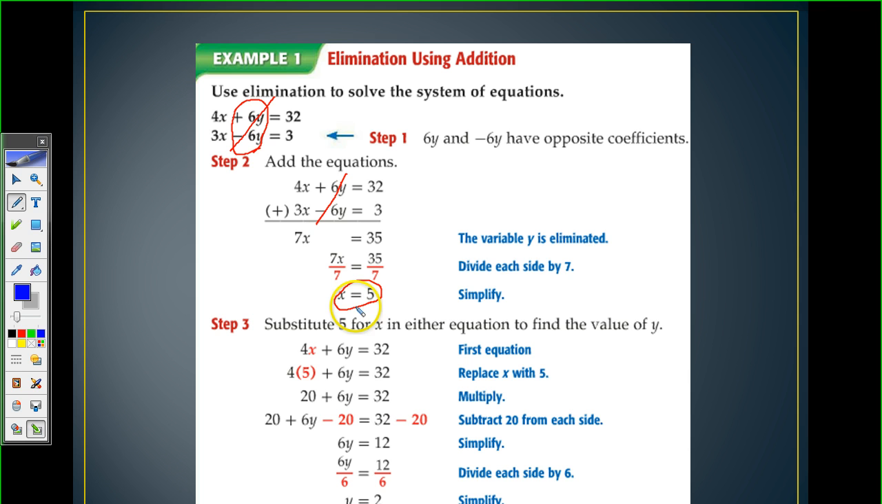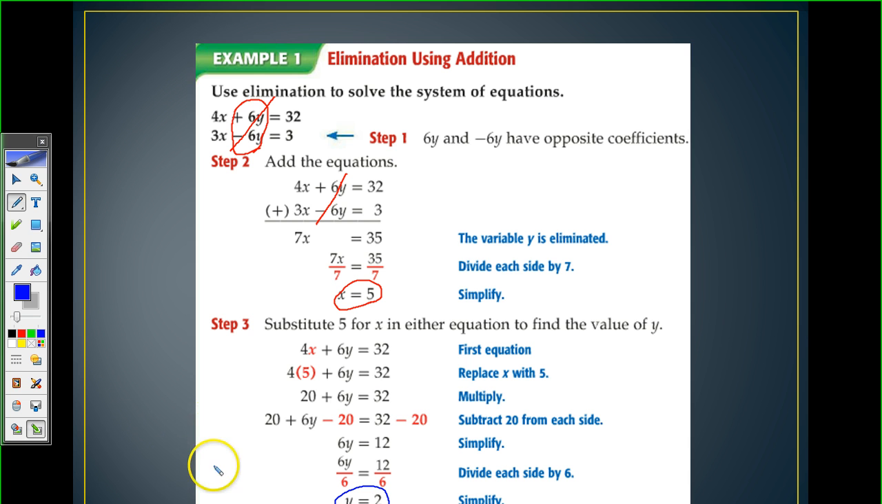Second part, you're going to put this x in either one of these equations. You could use it here or here. It really doesn't matter. You'll get the same answer for y. I will try to find out which one is a little bit easier to do. The textbook here used the first one. So instead of x, they put 5. So 4 times 5 plus 6y equals 32. Now you have 20 plus 6y equals 32. Subtract the 20 on each side. 6y equals 12, divided by 6, and you have y equals 2. So here's your second part of the answer.